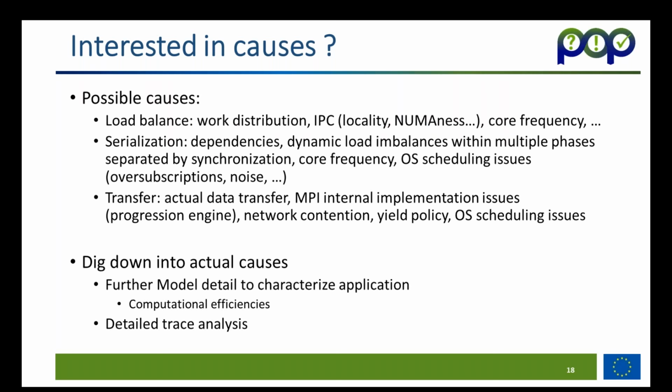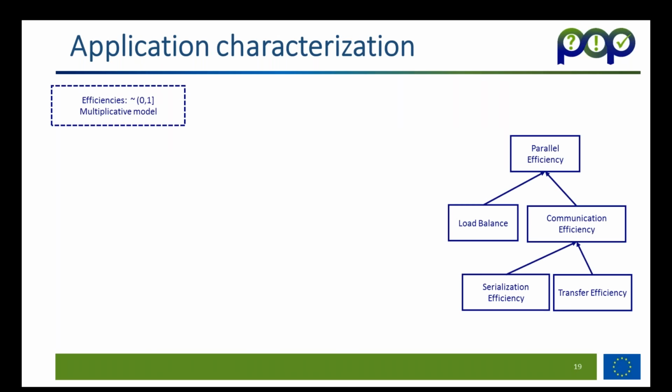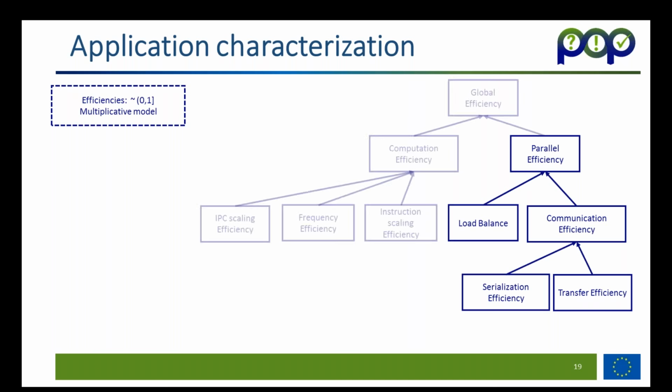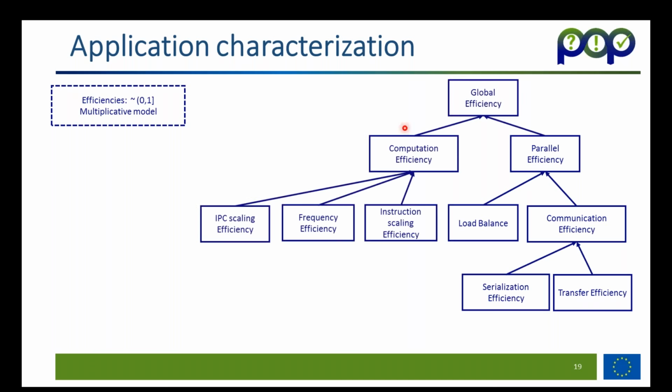So what we think is important is we should be able to go and dig down into the causes, which can be done by looking at the traces, as we saw before. Some of the focus we have had today has been on parallel efficiency, but there are other components that contribute to the actual global efficiency of an application, and these components have to do with the computational part. Is my IPC scaling properly? Do I have the same IPC with 64 than with 1,000 processors?